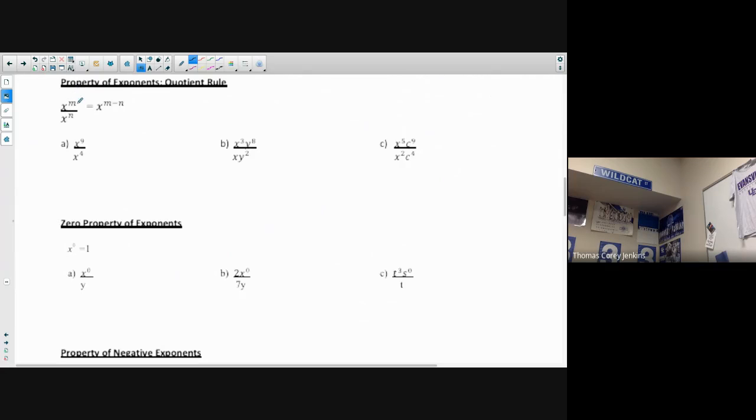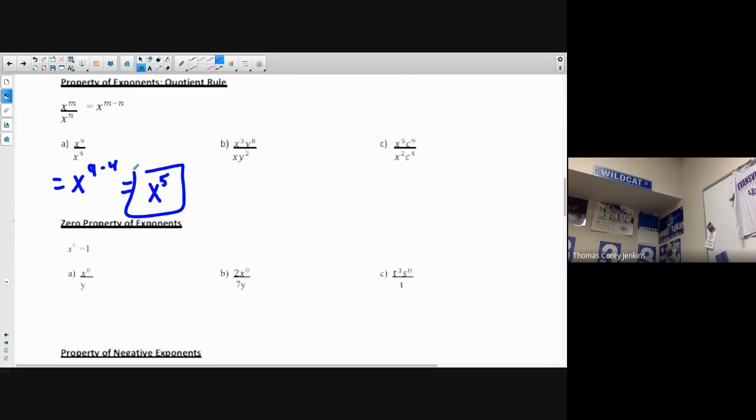So if we have x to the m divided by x to the n, that's equivalent to x to the m minus n, which makes a lot of sense. You know, if we multiply these two, we'd add the m and the n, right? So if we divide them, we subtract. Okay, so looking at A, apply that rule directly. x to the 9 over x to the 4 is equivalent to x to the 9 minus 4, or x to the 5.